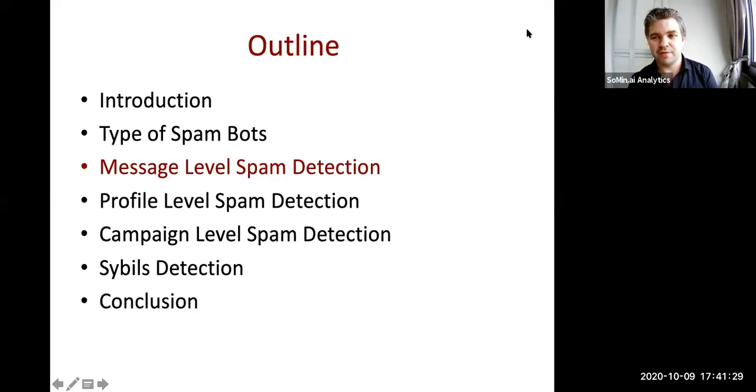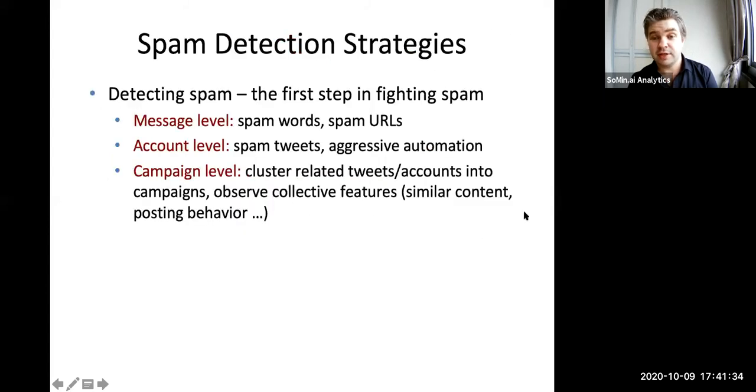So let's talk first about message-level spam detection. These are the different spam detection strategies. If you want to perform spam detection at the message level, you'll be looking, of course, for certain content examples inside the message, such as spam words, spam URLs, etc. If you go further to the account level, you'll be looking for spam tweets or gray-scale automation. And if you're looking at the campaign level, you'll be looking for the relationships between different spamming accounts.